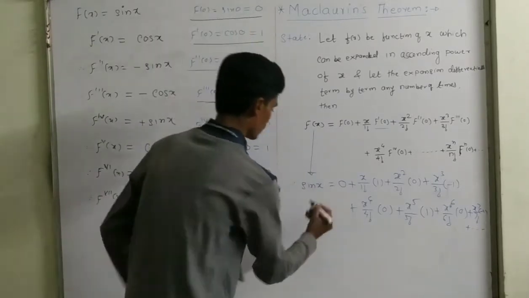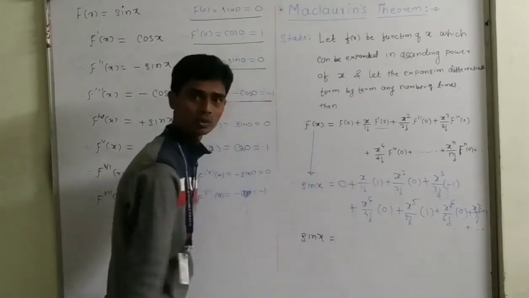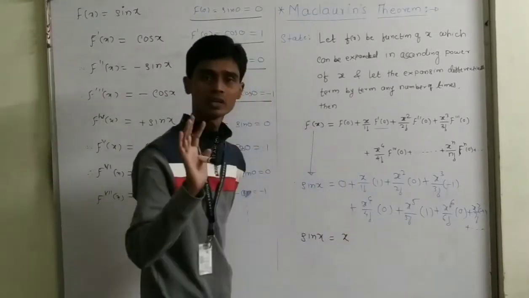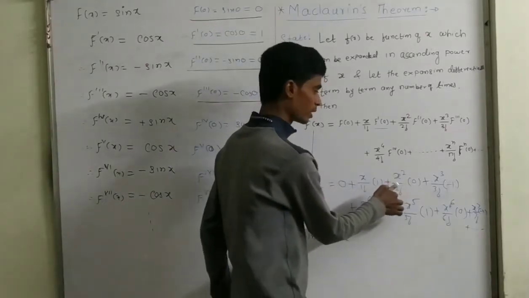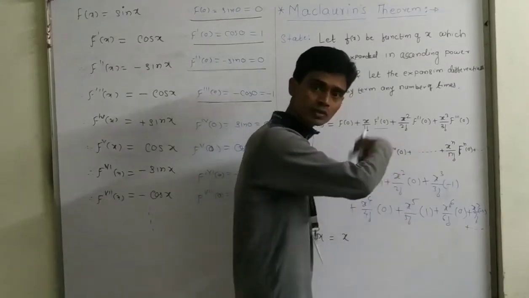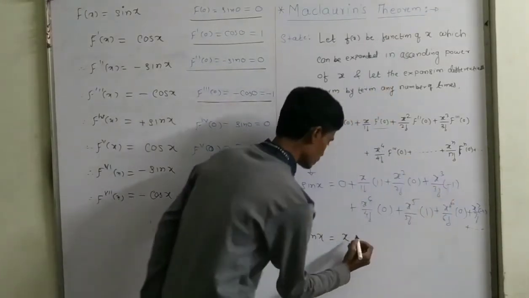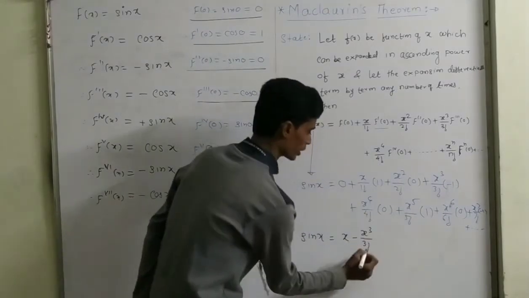Look at here. Function is sin x. So this sin x as it is 0. Here is a 1. So it is x by 1 factorial, which is x. 1 factorial is 1. Now x square by 2 factorial into 0, so this total term becomes 0. This x cube by 3 factorial, but it is a minus 1. So this becomes minus x cube by 3 factorial.